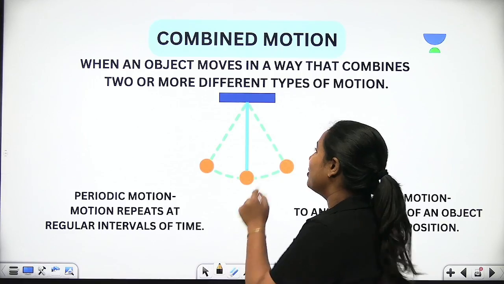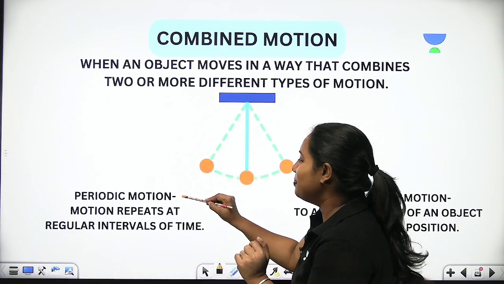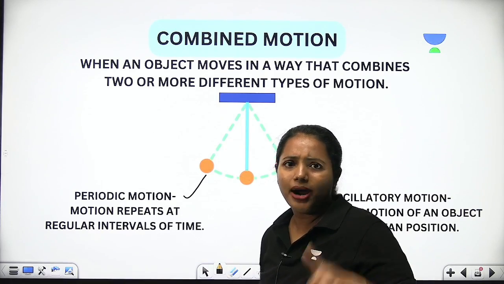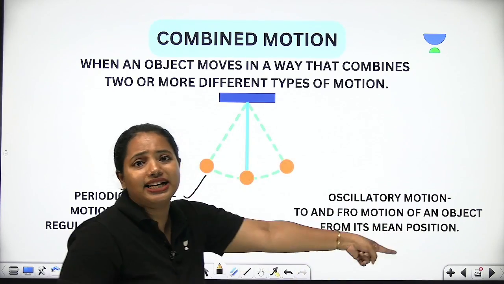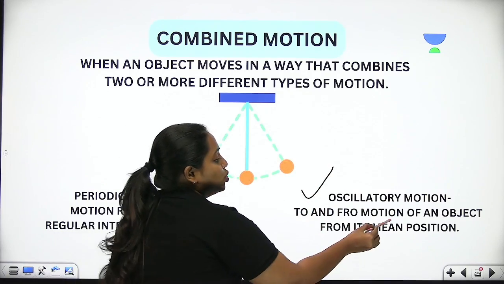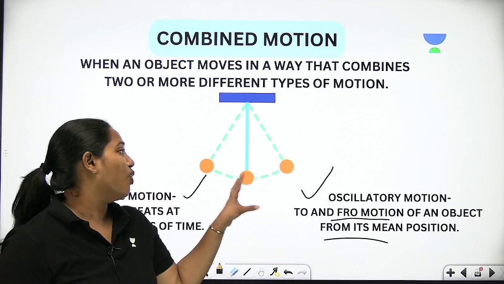So let's take an example of a pendulum here. So we know that this gets periodically done, right? It has a periodic motion. The motion gets repeated after regular intervals of time, but at the same time it is also oscillating, right? So oscillatory motion also occurs. So to and fro motion of an object from its mean position can be called oscillatory motion.